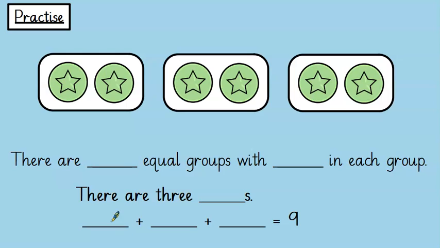Okay, you ready? How many groups are there? 1, 2, 3. There are 3 groups. How many is in each group? How many stars? 1, 2. That means there are 3 equal groups with 2 in each group. There are 3 2s. And that is the same as 2 add 2 add 2, which is not equal to 9. That's Miss Hemingway's mistake. Sorry about that. 2 add 2 add 2 is equal to 6.